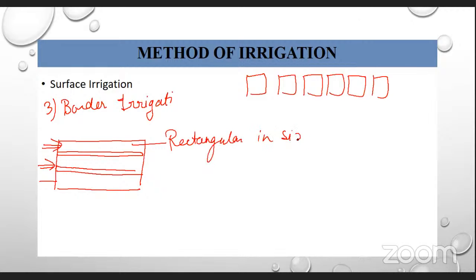rectangular in size. Okay, and the breadth of the rectangle may be 30 meters, and a length of 300 meters, or you can say 30 to 50 meters breadth and 300 meters length are usually there in border irrigation. And the last one is our furrow irrigation.